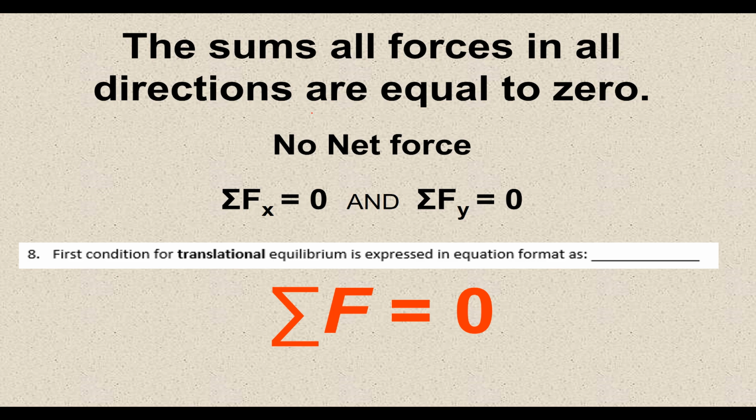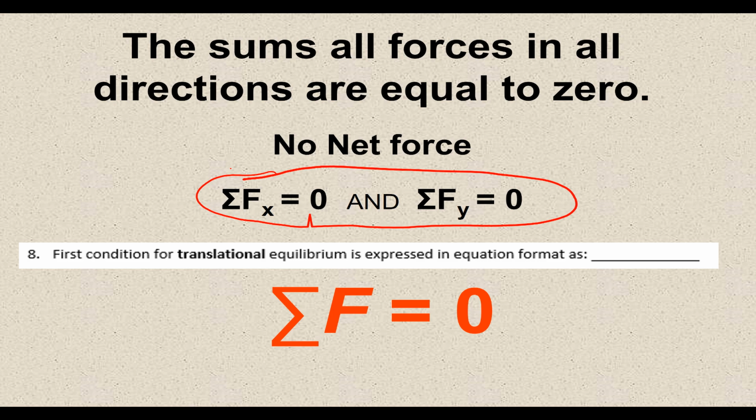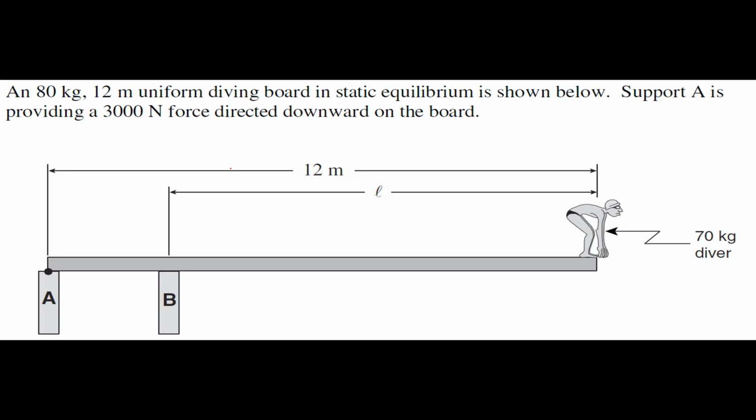So, in equation format, I kind of like this one. Sum of the forces in the x equals 0. Sum of the forces in the y equals 0. It's very Physics 12-y because we're in 2 dimensions in Physics 12. We look at the x direction, then we look at the y direction. It's very Physics 12-y. Doesn't that look nice?